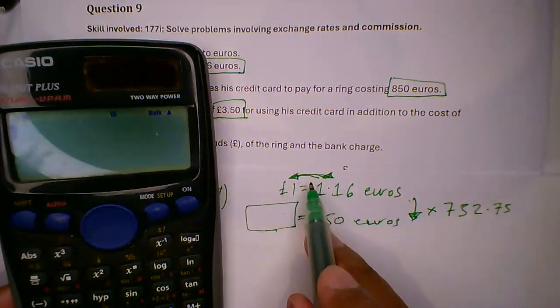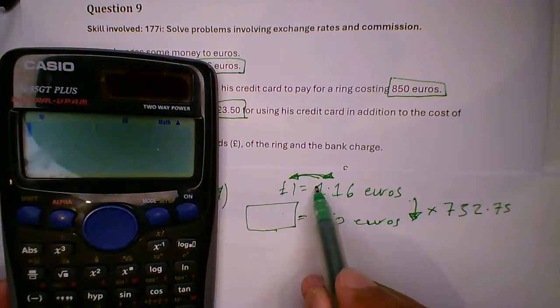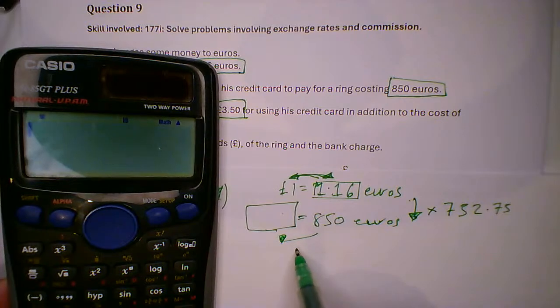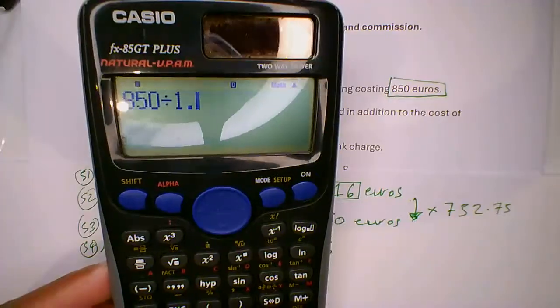You could also go the other way. How do I go from 1.16 to this? It's always the same number. So that is what I'm going to do. I'm going to divide by 1.16. So I'm going to do 850 divided by 1.16.